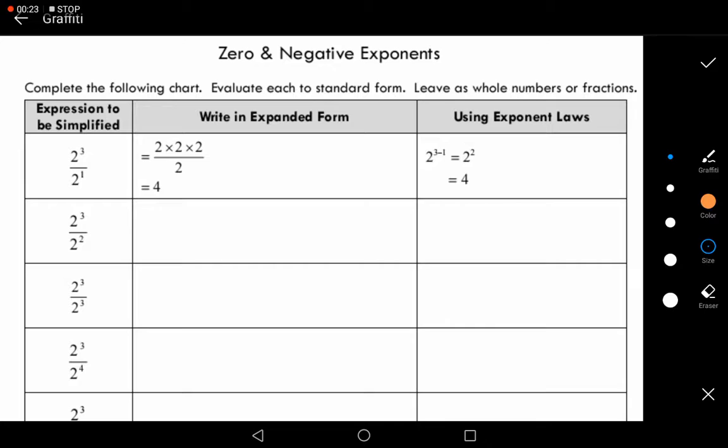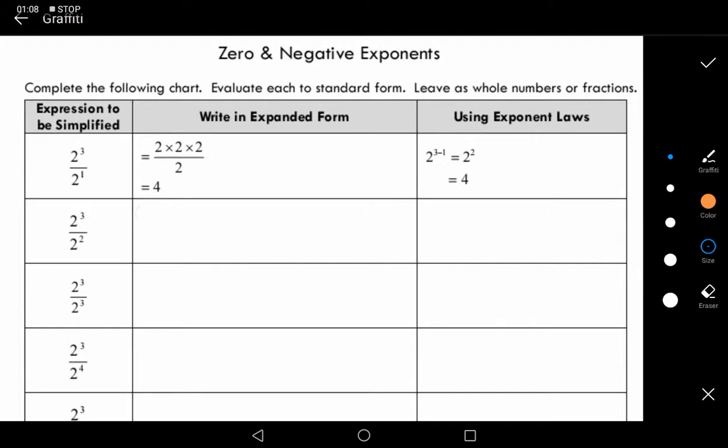It says the expression to be simplified is 2 to the power of 3 over 2 to the power of 1. So we wrote that in expanded form, right? So 2 to the power of 3 means 2 multiplied by itself 3 times, divided by 2 multiplied by itself just once, so just 2, and that equaled 4. And then we used our exponent laws. Because this is division, what we did is we subtracted our exponents, right? So 2 to the power of 3 minus 1 is the same as 2 to the power of 2, which gave us that same answer as 4. So we're just going to continue doing that with our questions here.